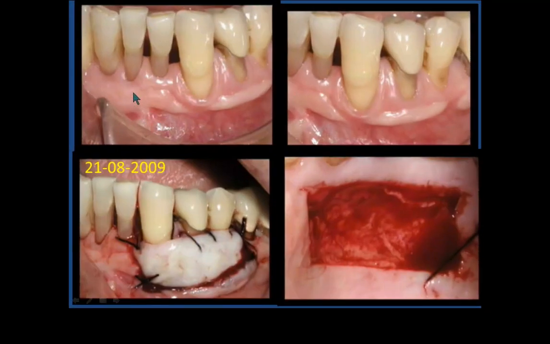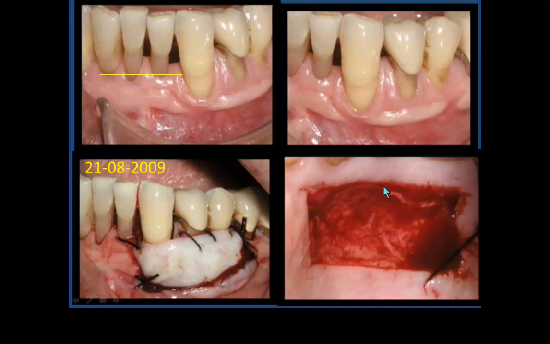In this slide here, which was the first procedure, by performing a free gingival graft, we were able to achieve adequate zone of attached gingiva and a decent gingival marginal height. Now, in the second procedure, the same patient was to correct the severe recession of the lower left canine and the bicuspid and create an attached gingiva to the canine and the bicuspid by a free gingival graft.